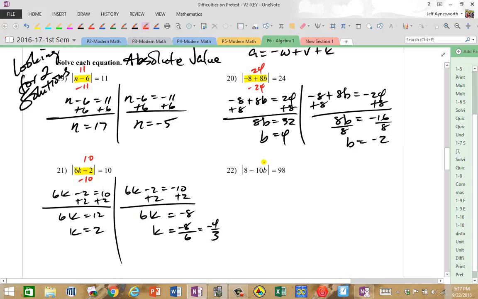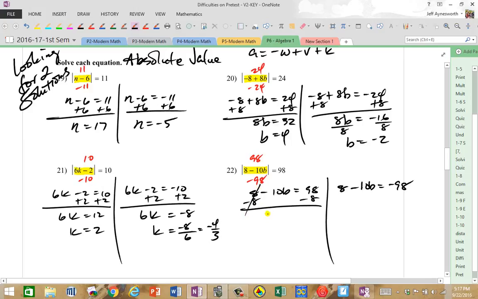All right, and last one here, whatever is inside the absolute value could be equal to 98. Absolute value of 98 is 98, or the absolute value of negative 98 is 98. So you have to solve 8 minus 10b is equal to 98, and 8 minus 10b is equal to negative 98. Let's add the opposite first, and you get negative 10b is equal to 90. Negative 10 times negative 9 equals 90, so b equals negative 9. Add the opposite again, and you get negative 10b is equal to negative 106.